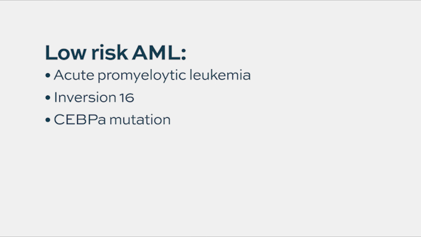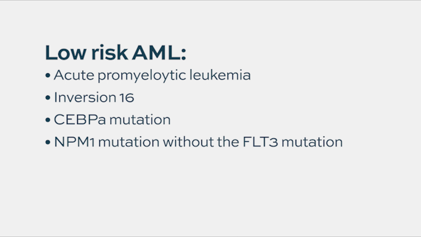There's one called the 2 mutations in CEBP alpha. There's one where you have the mutation in NPM1 but don't have one in FLT3. And then the last one, which I consider kind of on the border, is a translocation between chromosome 8 and chromosome 21. Outside of those, everything else is either intermediate or high risk.